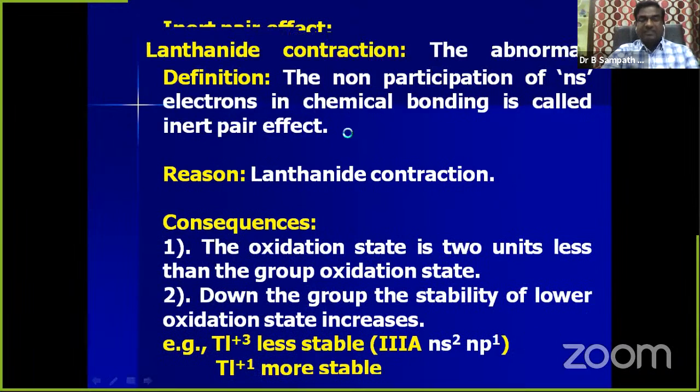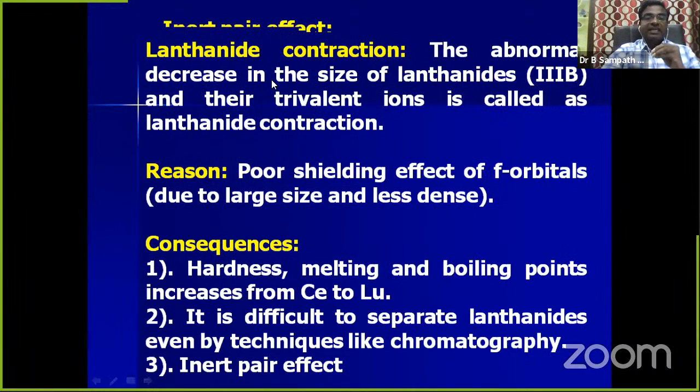See children, the abnormal decrease in the size of lanthanides and their trivalent ions is called lanthanide contraction. What is the reason for the decrease in the size of lanthanides in the third B group? So let us see. This is because of the poor shielding effect of f orbitals.